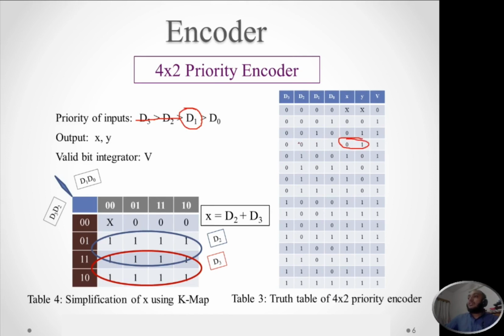So here in these cases, D1 is present and D3 and D2 are not present, so we will set the outputs as 0 1. And if no other inputs are present, only D0 is present, we will set the pattern as 0 0, like this case.